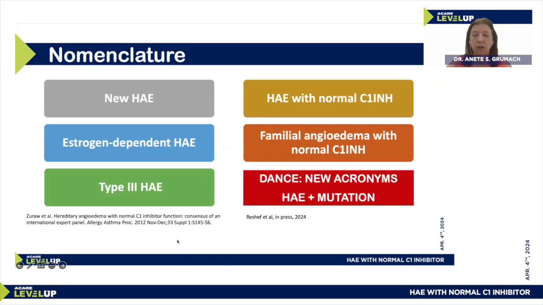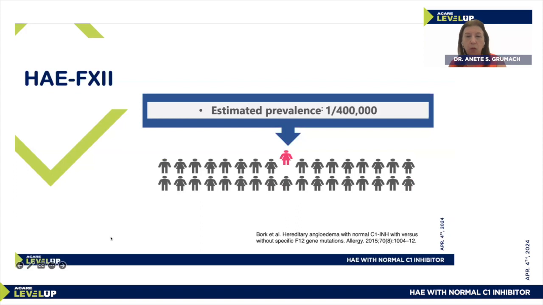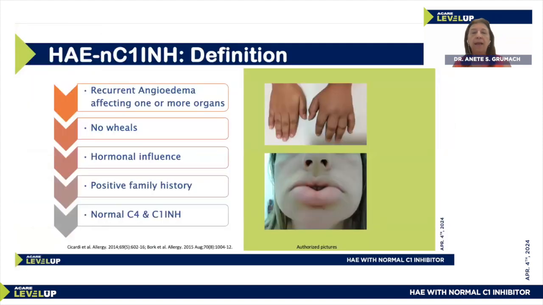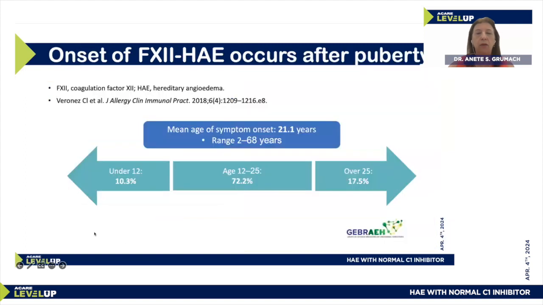This is a publication with a study developed in ACARE with Abner Reshef and collaborators. We have few reports about the prevalence of HAE in factor 12, but it is estimated to be 1 in 400,000. The definition until now, and it's a subject to be discussed, is that HAE with normal C1 patients present recurrent angioedema affecting 1 or more organs, no wheals, hormonal influence, positive family history, and this point is very interesting to be touched, and normal biochemical values. This is the classical definition of this group.